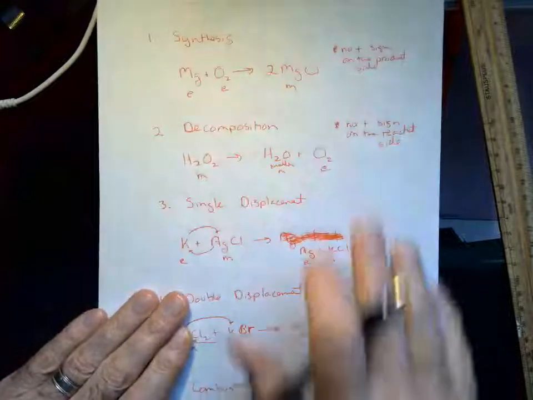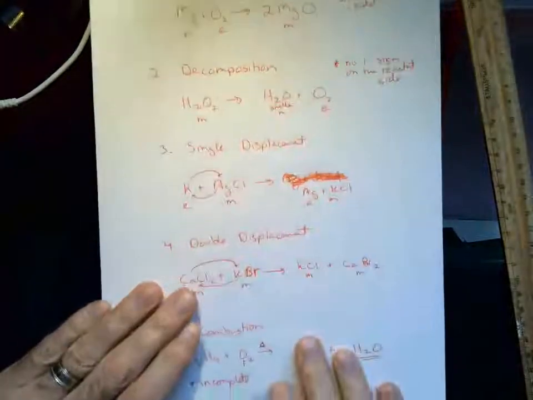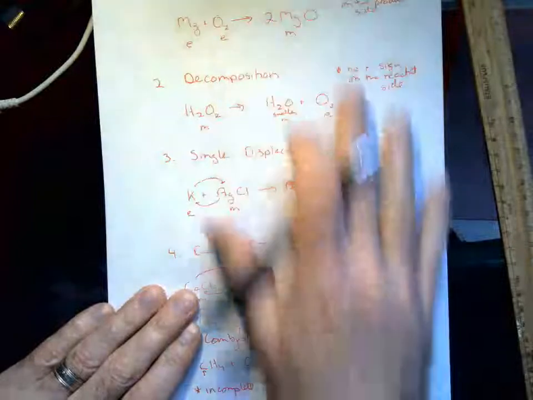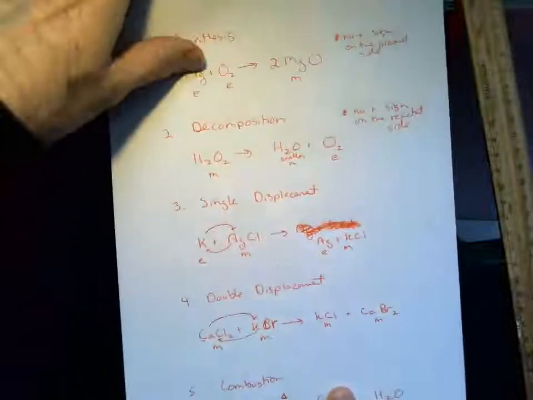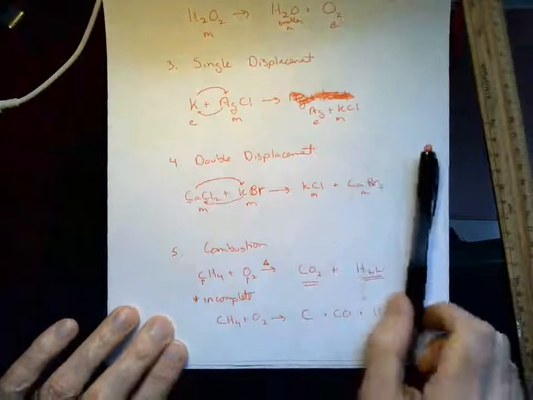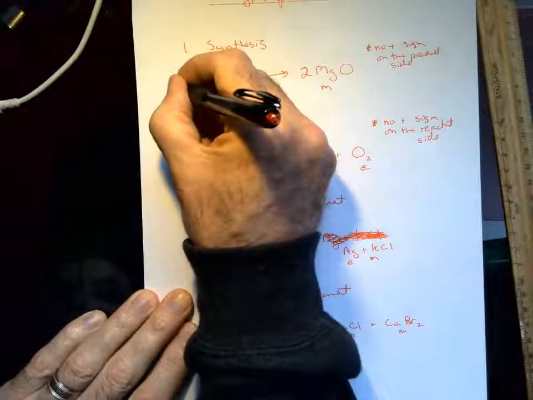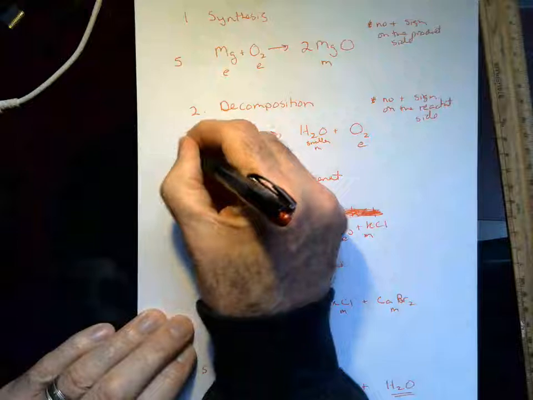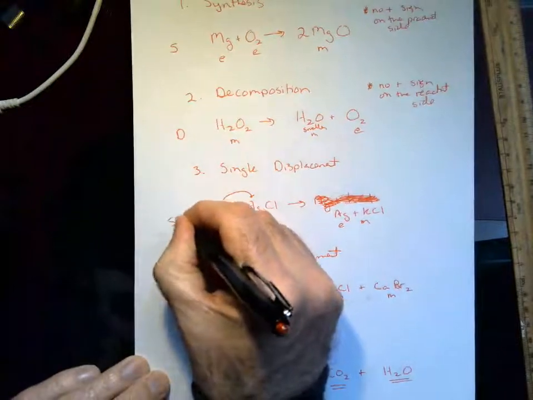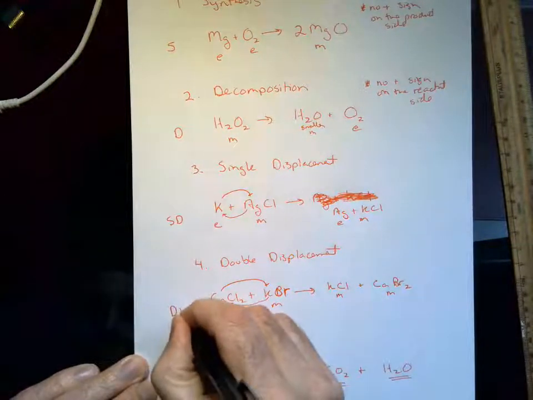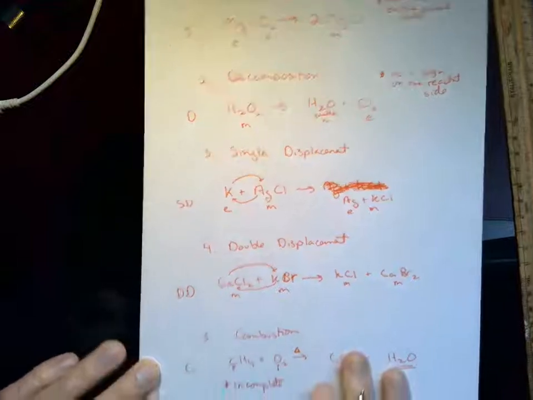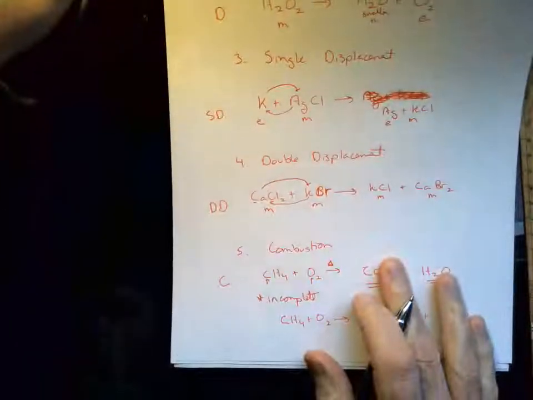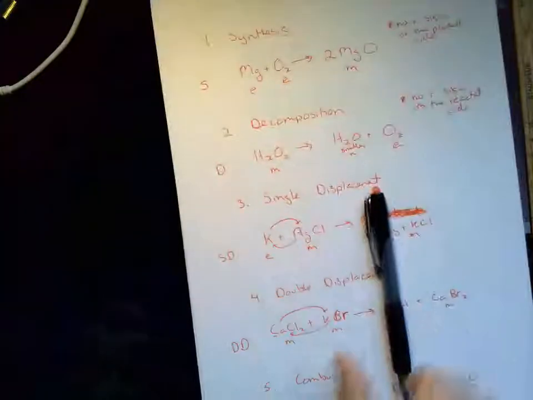Your job is to go over this video once or twice, take some notes, make sure you know how to find these types of reactions, and there will be a worksheet where you have to identify the reactions. I always use the short forms S, D, SD, DD, or C. Those are the short forms that I use when I'm trying to figure out what type of reaction I have.